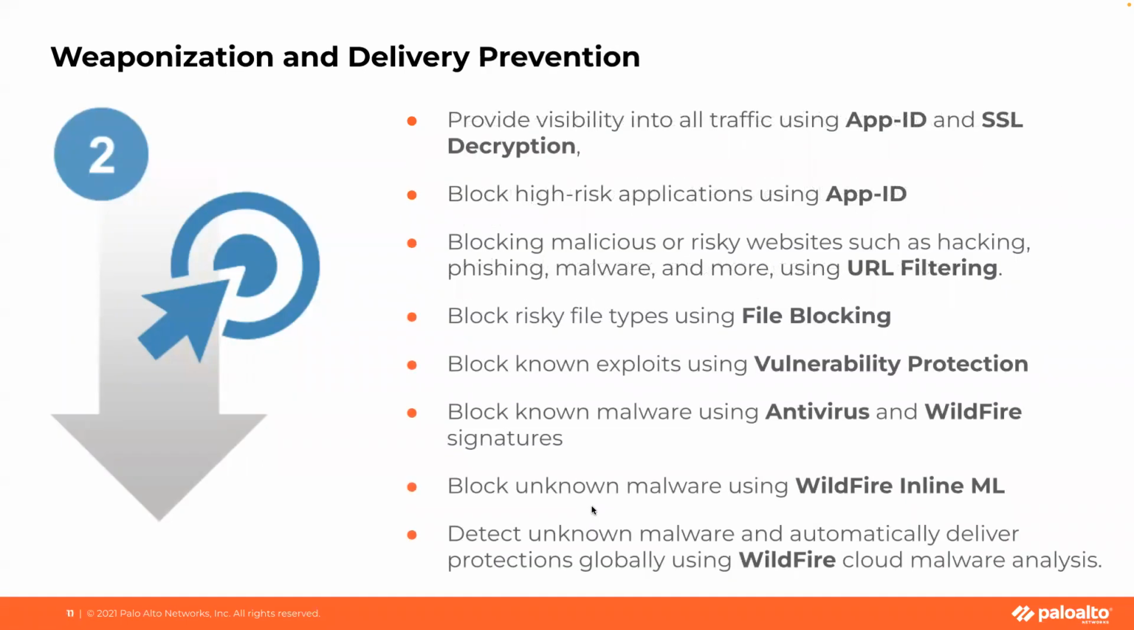So how do we prevent them from sending over these weaponized delivery methods? The first thing we want to do is provide visibility. This is the key. Using App-ID and SSL decryption, we can gain visibility into the traffic that's coming in and out of the network. App-ID can show which applications are being used, and SSL decryption can provide insight into encrypted traffic such as SSL or SSH. Once we have the visibility and once we know which applications are being used, regardless of the ports they're running on, we can block high-risk applications using App-ID security policies.